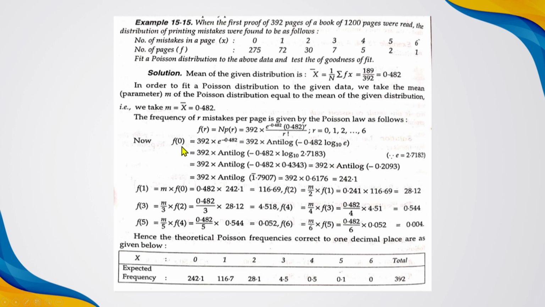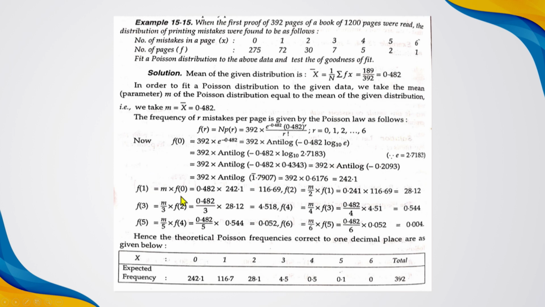To calculate, you substitute each value: 0, then 1, then 2, 3, and so on. By substituting, you get all your probability values, and you multiply the probability values by your total frequency of 392. Then you obtain your expected frequencies, which are displayed in a table at the end. Here capital X is the number of mistakes 0, 1, 2, 3, 4, 5, 6, and the expected frequencies are given as 242.1, 116.7, 28.1. Similarly, you can see the remaining set of values.